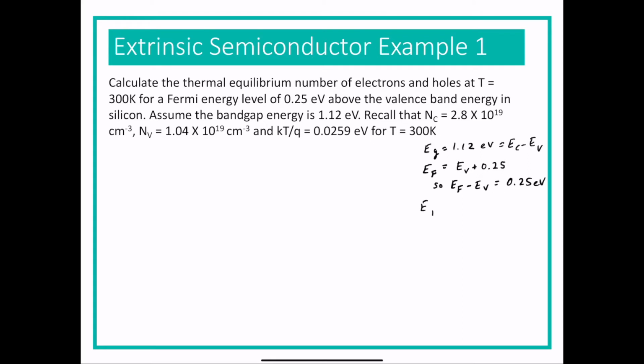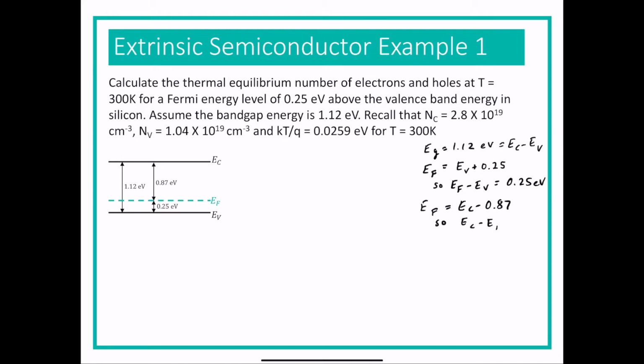EF, and this might help if I move and give you a graphic. So EF is going to be equal to EC minus 0.87. That's the difference between 0.25 electron volts and 1.12. So that's the rest of the distance basically put into that picture. So that means that EC minus EF equals 0.87. And once we've figured that out, the rest of the problem is just purely academic.